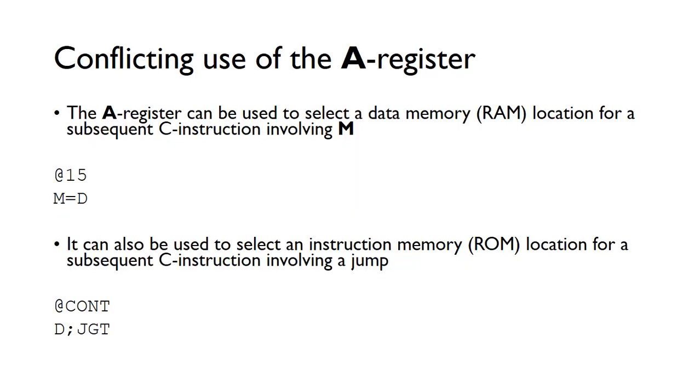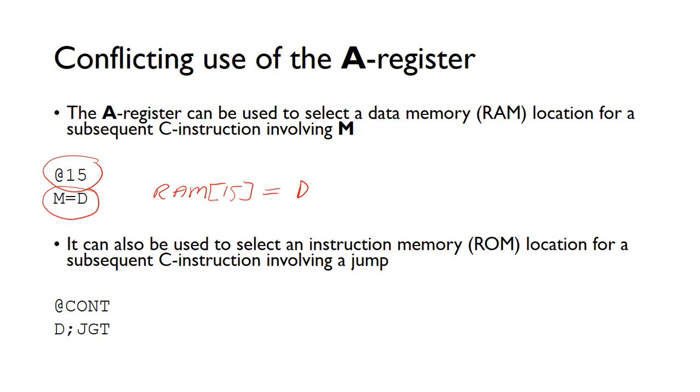You've got to be careful, because there's actually some conflicting use of the A register, so if you're not careful it's very easy to put bugs into your code. We can see that the A register, we use it when we want to select a RAM location for a subsequent C instruction involving M. We need to load the A register with a value, and then if we do M equals D, for example, that will store in RAM 15 whatever value is in D. So that's how we use it to address RAM.